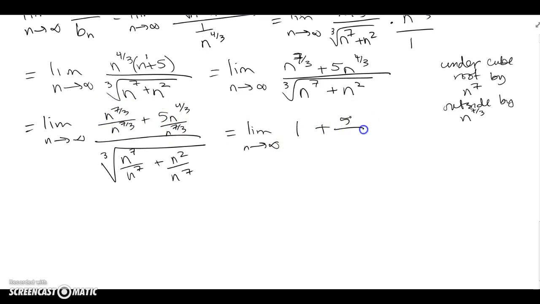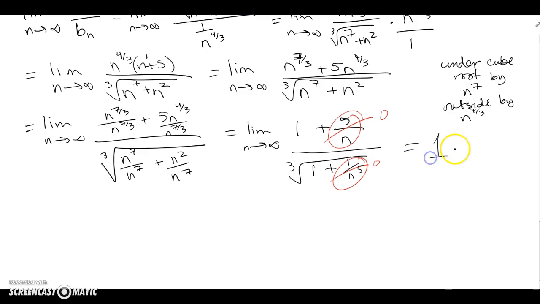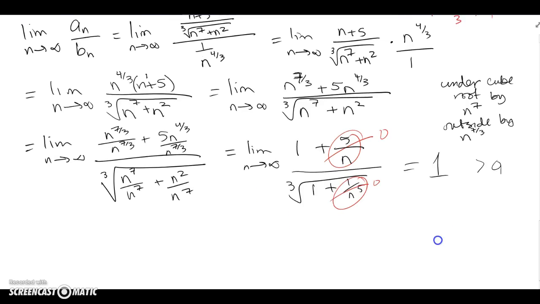This one goes to 5 over n to the 4/3 on top and n to the 7/3 in the bottom, so it looks like I have an additional n to the 1 in the bottom, since 7/3 is 1 more than 4/3, over 1 plus 1 over n to the 5th. Now if I take the limit of that as n goes to infinity, this goes to 0, this goes to 0, and nicely I get a limit equal to 1, a finite number greater than 0, so I will be able to make a conclusion. I just have to go back and see what I was comparing this to.